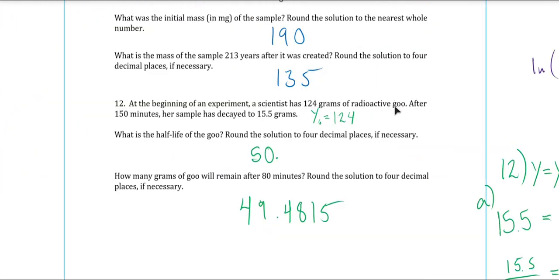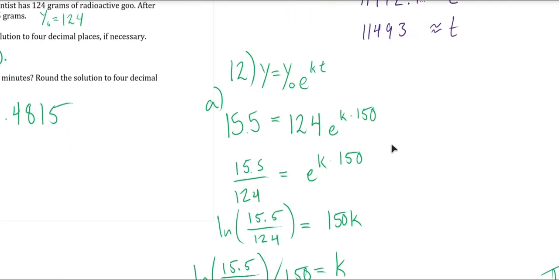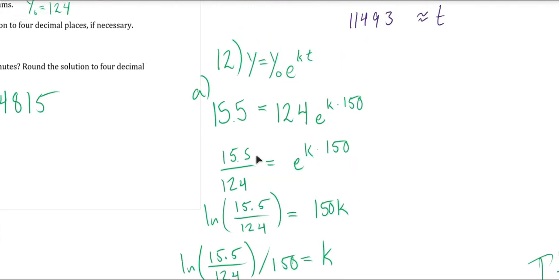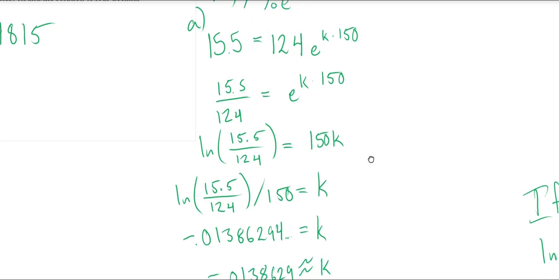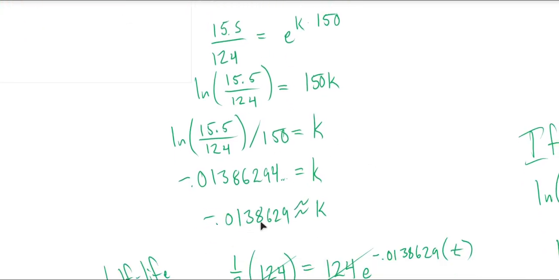Problem 12 doesn't even get so specific. It just says we have some radioactive goo, and it tells us not its half-life, but how much it's decayed after 150 minutes. It started at 124 grams, that's our initial amount, and then after 150 minutes, we have 15.5 grams. Can we get our rate constant from this? The answer is yes. If I know I have 15.5, and that was equal to 124 times e to the k times this t, 150 minutes, we divide by 124, we take the ln of both sides, and then we divide by 150 to get our rate constant.